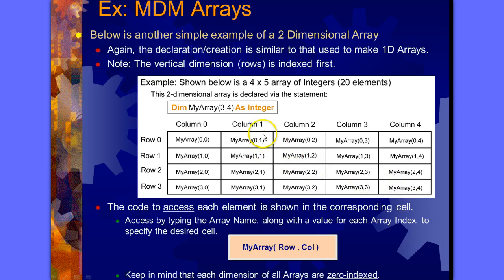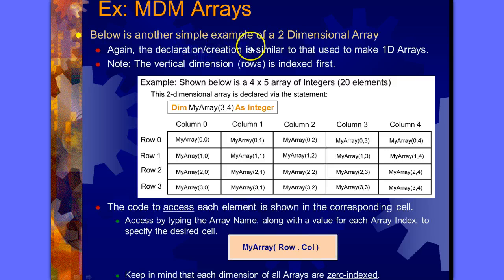So, example shown below is a 4 by 5 array of integers, 20 elements. This is called a two-dimensional array, and it's declared like this. We're using integers, so it's declared like this. Okay? I mean, it's going to take integers in here. So, it's declared like this as integer.